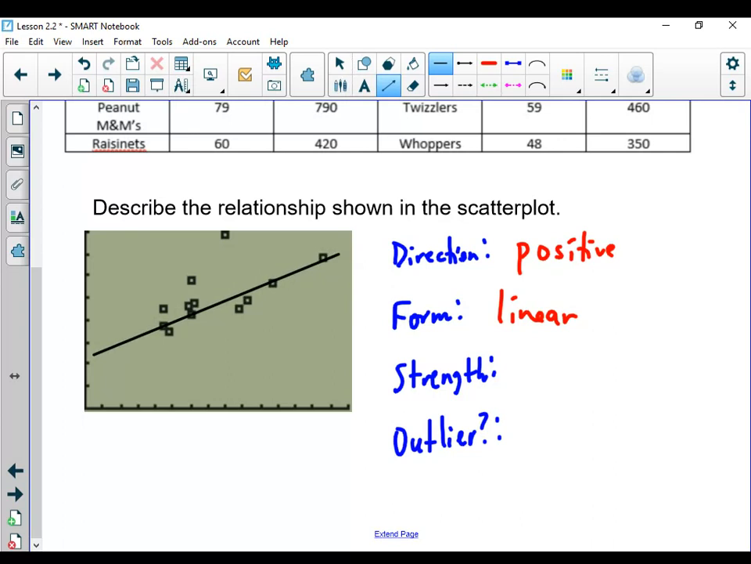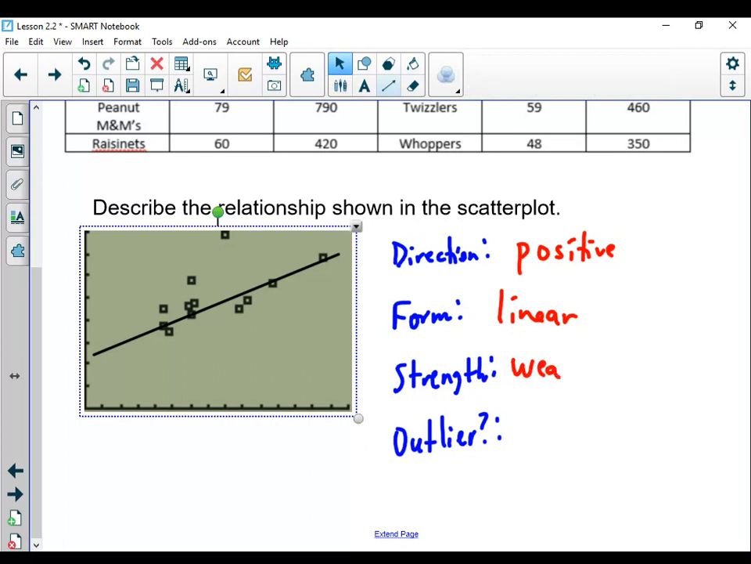What about strength on this one? Weak. Okay, weak. It's actually not awfully weak, but it may be a little bit weak because it's a little bit spread out. If you said strong, I'd be okay with that too because it's not like they're totally spread out other than this one out here. So either one I'd be okay with. You said weak, so I'll go with weak. The nice thing, like I said, is we'll have a different way of deciding that later on.